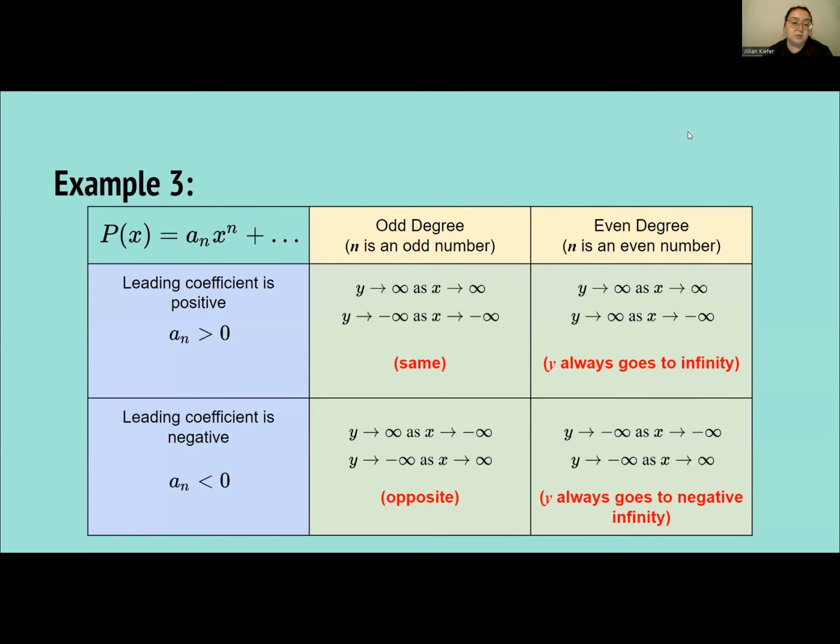All right, so we just finished up example 3. This isn't a bad thing to have during the exam, but also if you remember kind of what this looks like and the little clues, same, opposite, y always goes to infinity, y always goes to negative infinity, that could be very helpful as well for the exam.